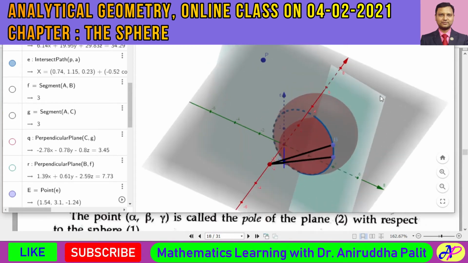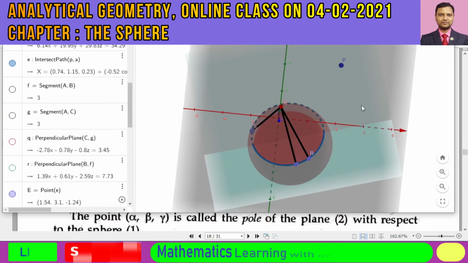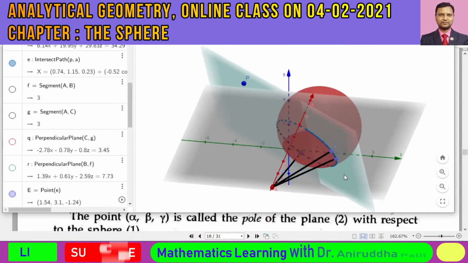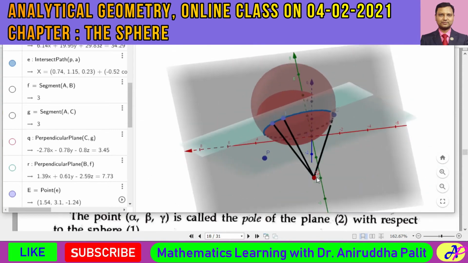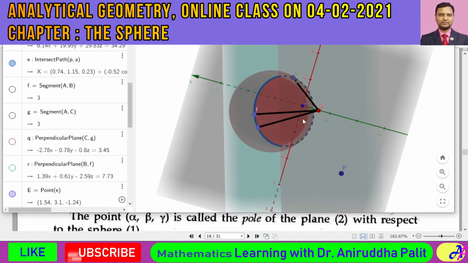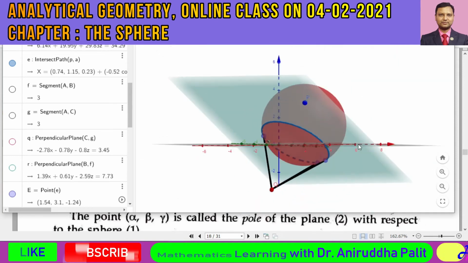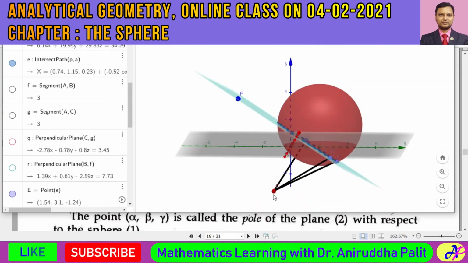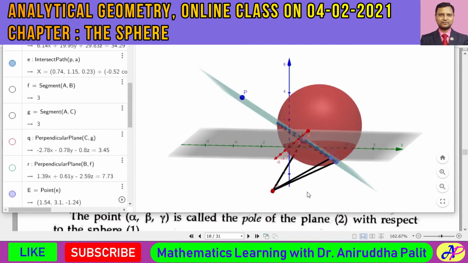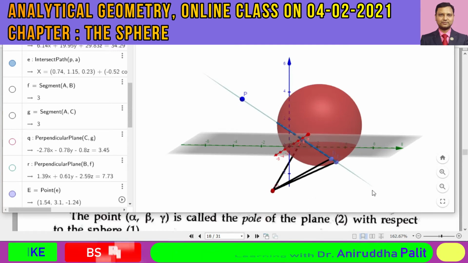Now on this section, I have considered 3 points. This is one point, this is another point, and this is the third point. Through these 3 points, I have drawn 3 tangent lines over here. This is one tangent line, this is another tangent line, and this would be the third tangent line. All these tangent lines will pass through a point, and let us call this point Q as per our construction.